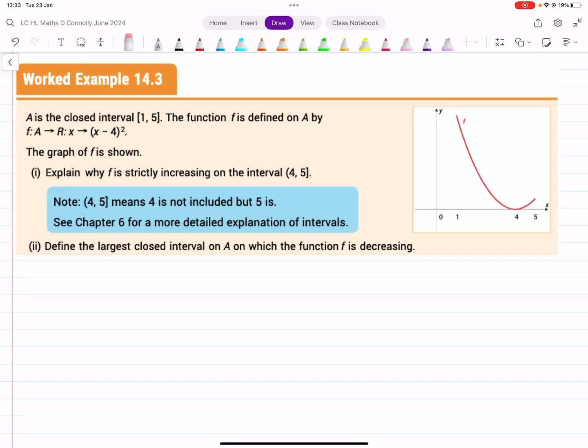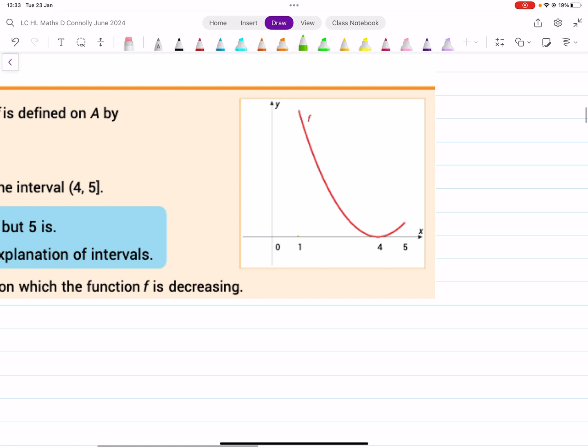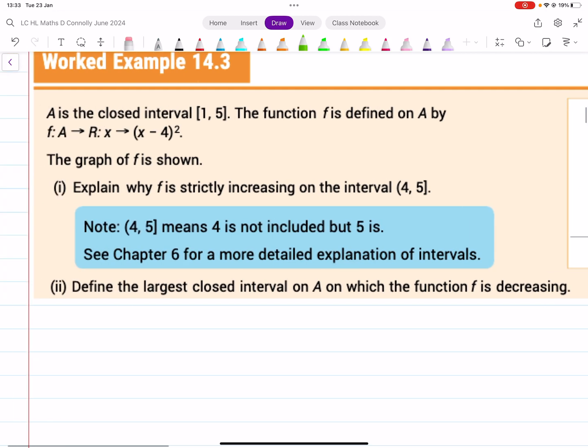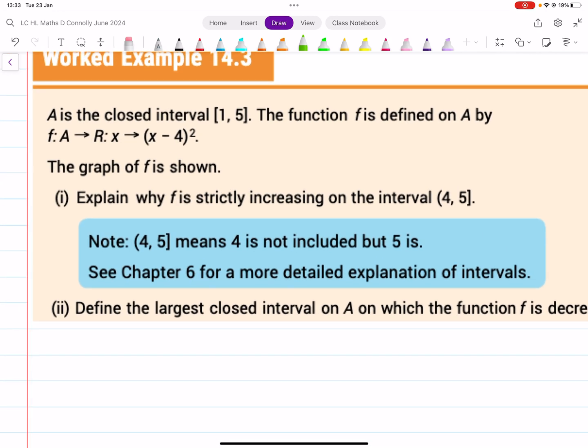So here's A, a closed interval from 1 to 5. So you can see on the graph, it starts where x is 1 and it finishes there where x is 5. So that's what they mean. And then they define the function. So I don't know if you remember this from functions, but this is the name of the function. So the function is f. This is the variable that they're using in the function. So this function is a function in terms of x.